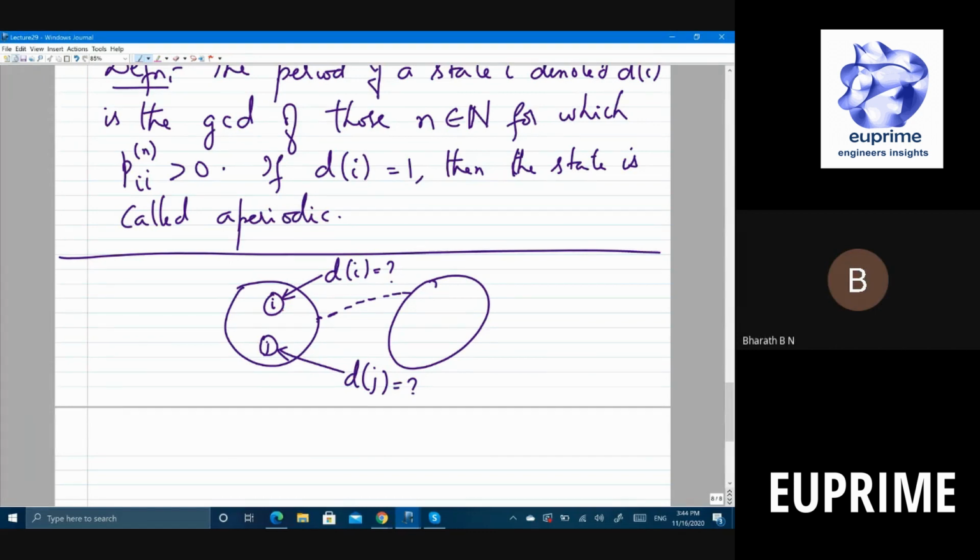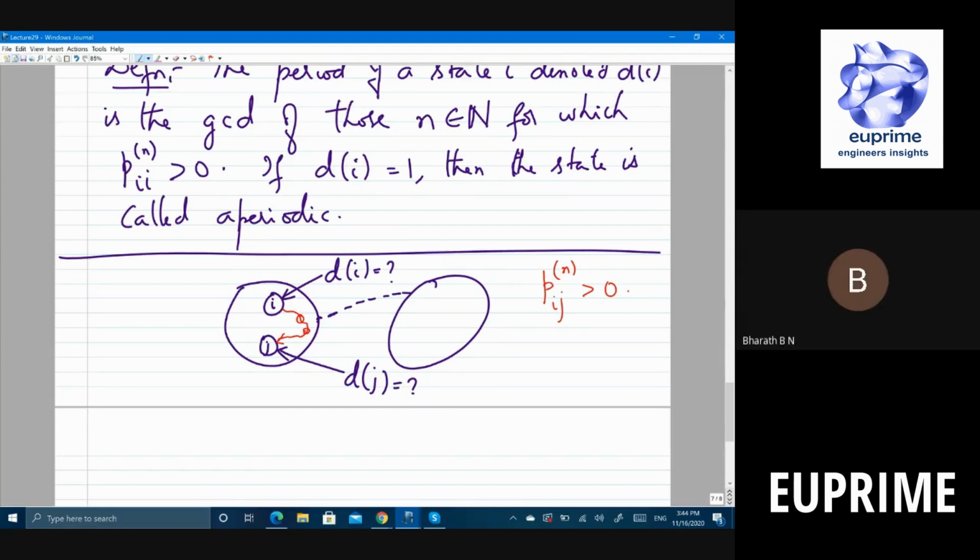Now, I can go from I to J, and also from J to I. I cannot write it like this, but I can write it like this: you go through all the intermediate states and come back to J. So I can go from I to J in some n steps, because they belong to the same class, so there is some n for which Pij of n is greater than 0. Do you agree?